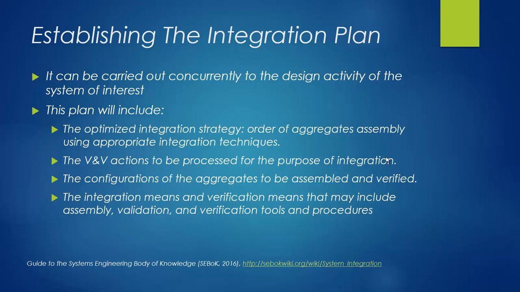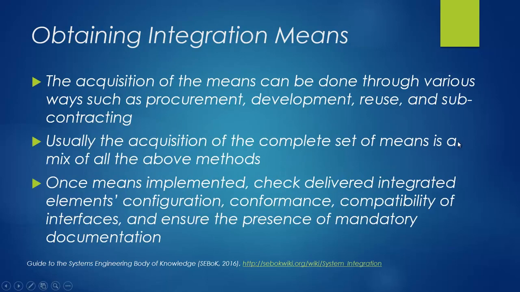We need to include the configurations of the aggregates to be assembled and verified. We need to include the integration means and verification means that may include the assembly, validation, and verification tools and procedures. Integration tools or means can be obtained through buying these tools. We can purchase them, or develop in-house tools, or reuse existing ones that we used before, or subcontract to a specialized contractor in the integration process.